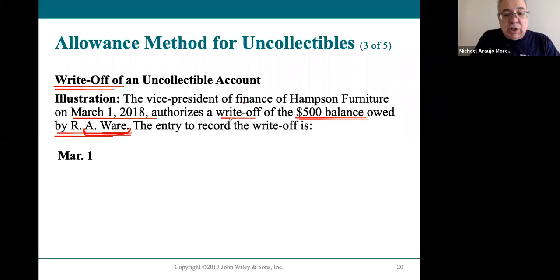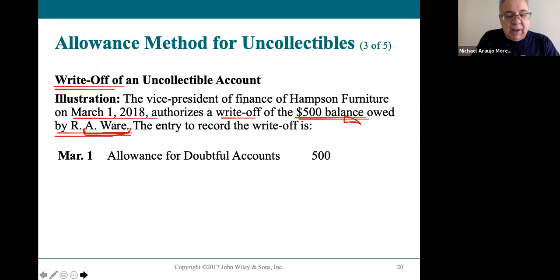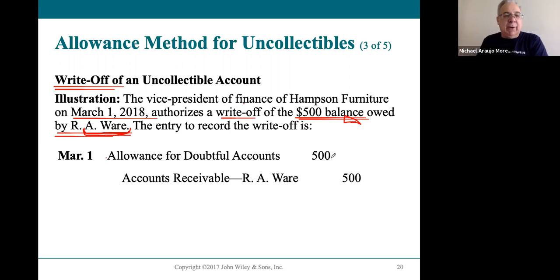Okay. So now that they've identified this client, R.A. Ware, that they're not going to be getting this $500 from him, now they can write him off. They take the money out of the allowance account. That's why the allowance is there. You take money out of there, and then you can close the receivable for Ware. Now that $500 accounts receivable for R.A. Ware is gone, zeroed out, because they were able to close it by taking the money out of the allowance and putting it into R.A. Ware's account.